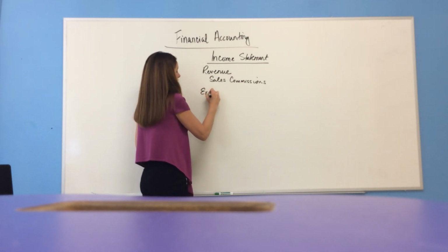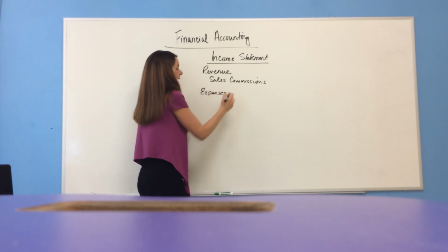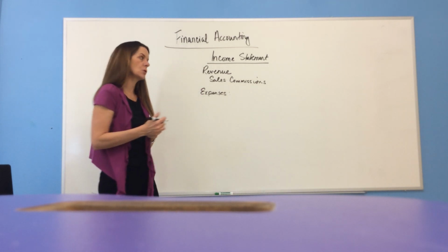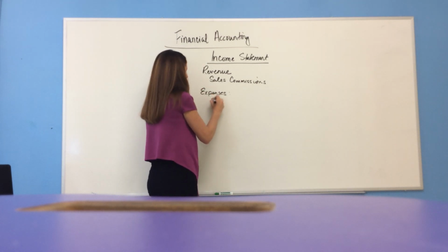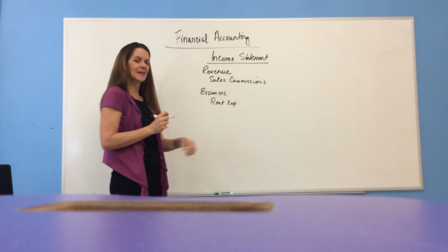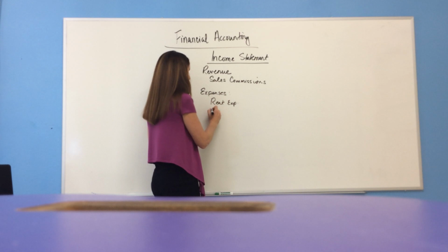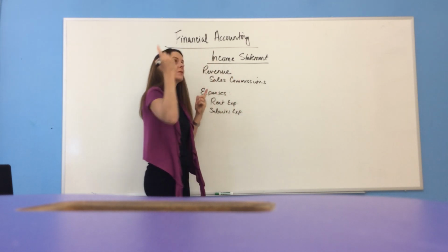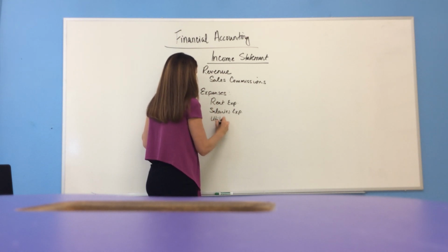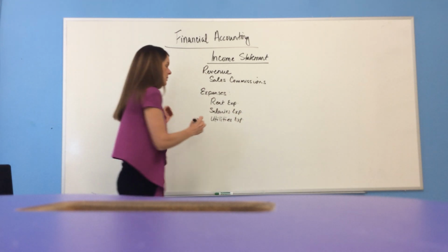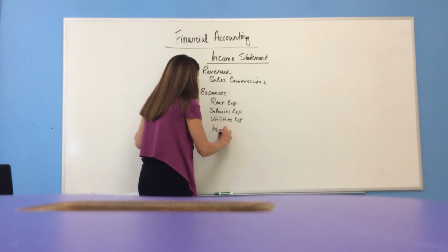Next section is going to be expenses. And expenses usually has a long list. So what could be an expense? An expense could be to rent the building that we're in. So rent expense, right? I'm abbreviating EXP for expense. It could also be to pay your employees. So salaries expense. It could be to have the lights on. So utilities expense. We have other expenses that go into running a business like insurance. So insurance expense.